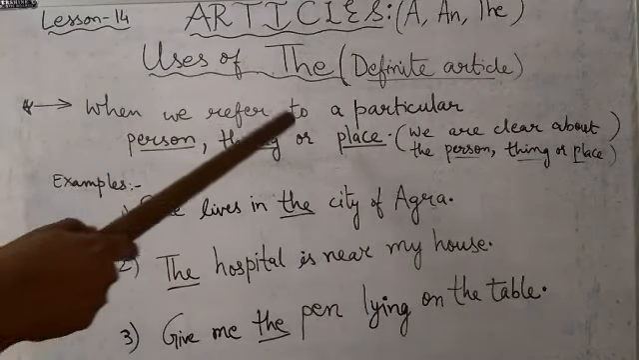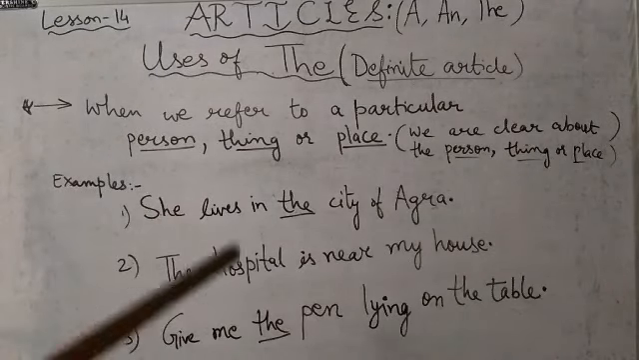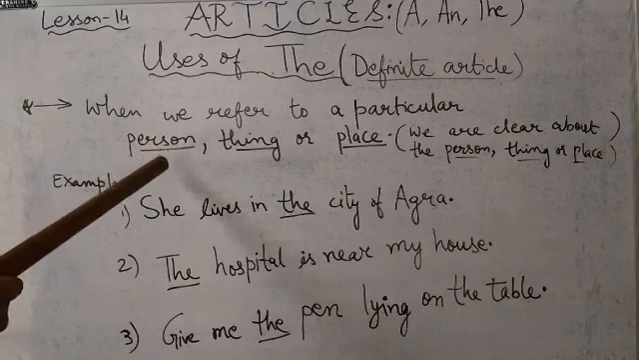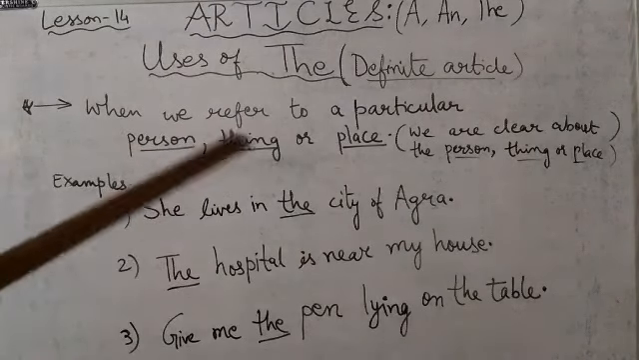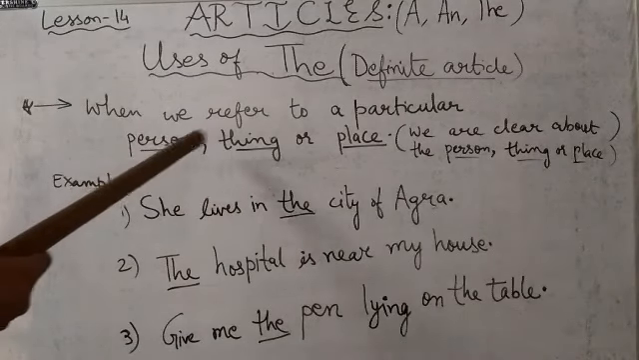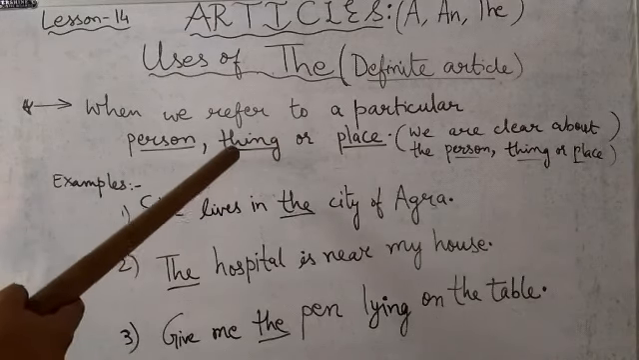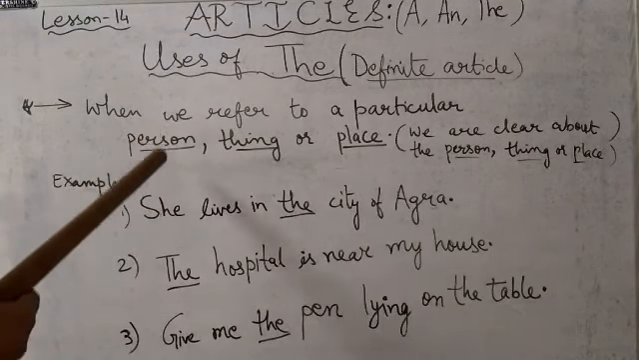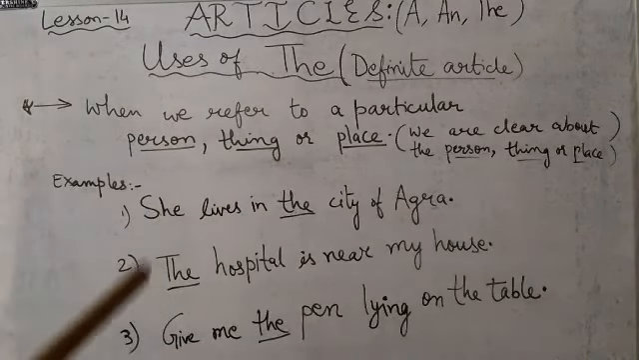When we refer to a particular person, thing or place, we use the. For examples, I have written here three. Here person, thing or place, it is clear. In the sentence, if the name of a person, thing or place is clear, we are using the.